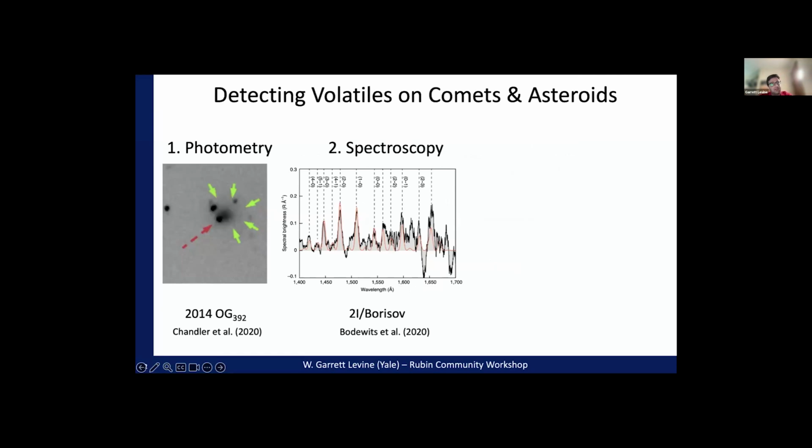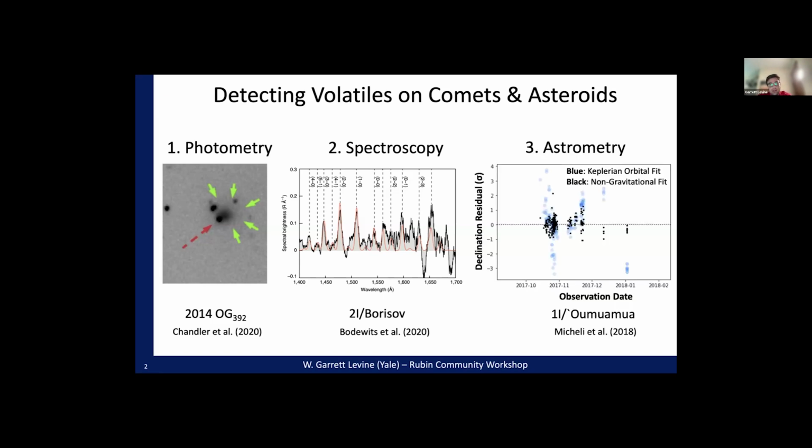So historically, of course, volatiles have been detected on comets and asteroids pretty much entirely from photometry and spectroscopy. So this is directly detecting photons that have interacted with the outgassing material. A new way that has emerged over the last couple of years is to detect volatiles indirectly via astrometry. If we imagine volatiles outgassing off of a nucleus, conservation of momentum means that it has to deflect that nucleus on the sky. And so if we can see that change in position from a Keplerian orbit astrometrically, that's a way of indirectly inferring the presence of volatiles.